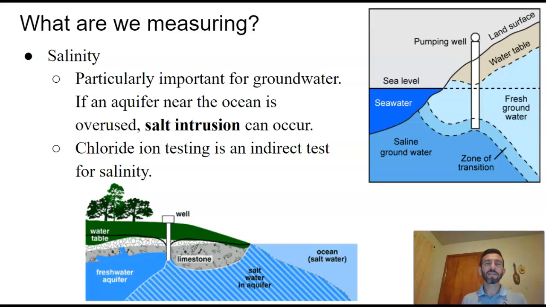And if you think about the state of Florida, how it's surrounded by salt water on all three sides, it can be a really significant issue there. Chloride ion testing is an indirect way to measure for salinity. So remember, table salt is NaCl. So if you've got lots of chloride ions in your water, you may just have too much salt in your water. Okay, so that's a way to test for that.